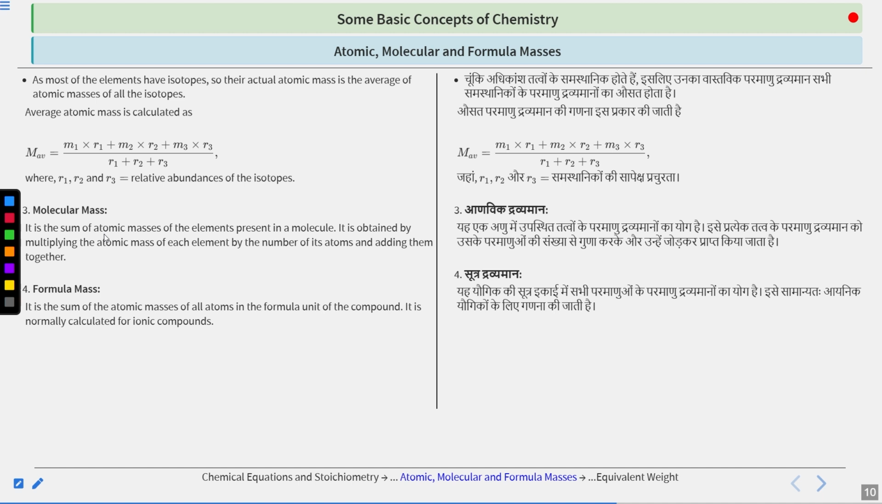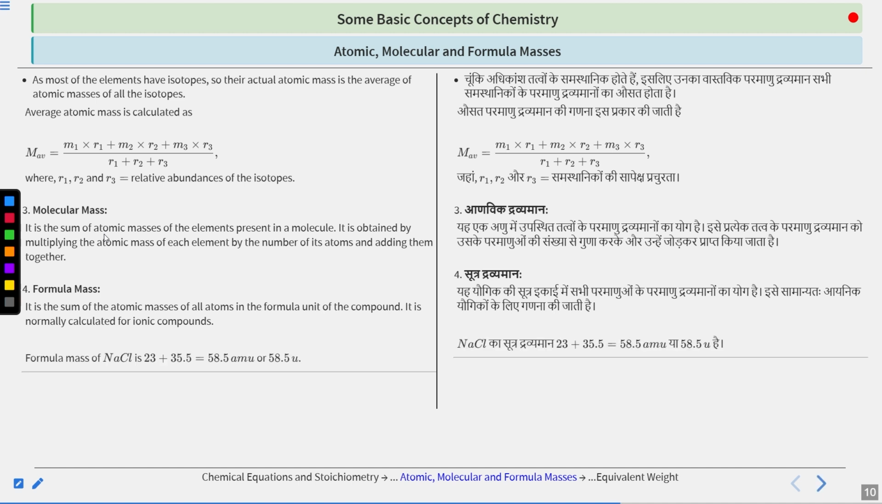Suppose you take NaCl, then you simply add 22.5, which is for Na, and 35.5, which is for Cl, and add both of these, and you will get the formula mass. It is written here also. They have taken the approximate value of 23 for Na, and 35.5 for Cl, and that is the formula mass for NaCl, because NaCl does not exist as a molecule.